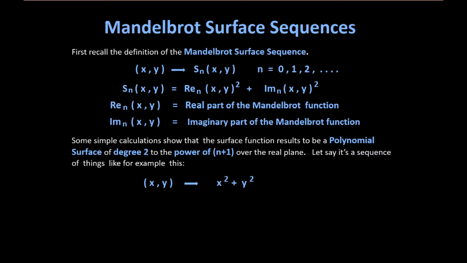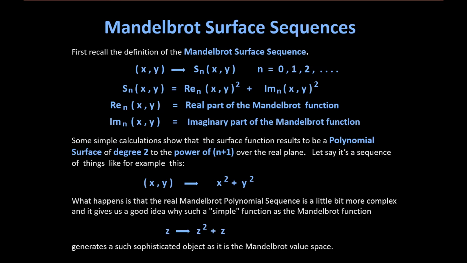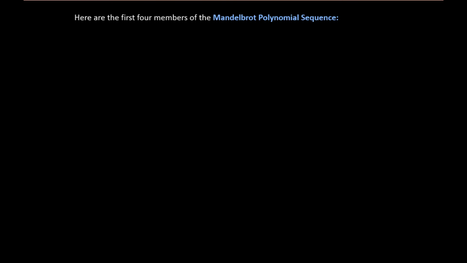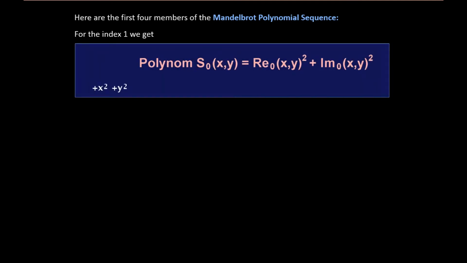Some simple calculations show that the surface function results to be a polynomial surface of degree 2 to the power of n plus 1 over the real plane. Let's say it's a sequence of things like, for example, this. What happens is that the real Mandelbrot polynomial sequence is a little bit more complex, and it gives us a good idea why such a simple function as the Mandelbrot function generates such a sophisticated object as the Mandelbrot value space. Here are the first four members of the Mandelbrot polynomial sequence.